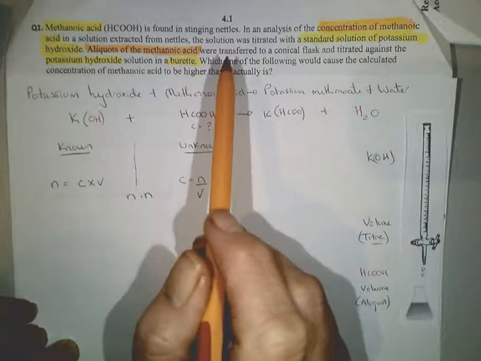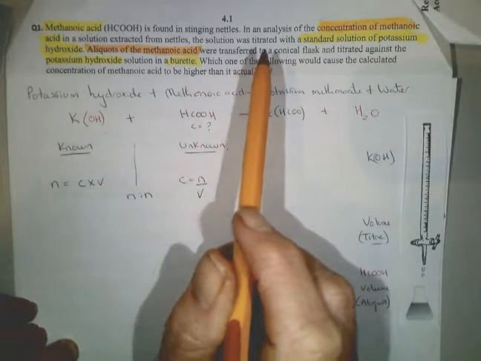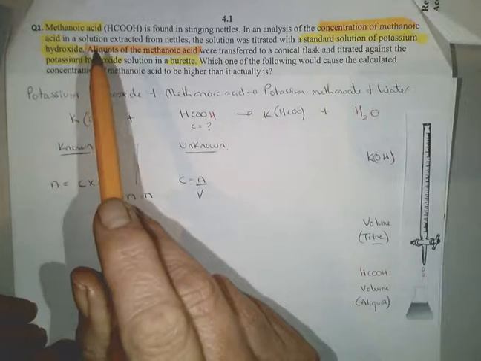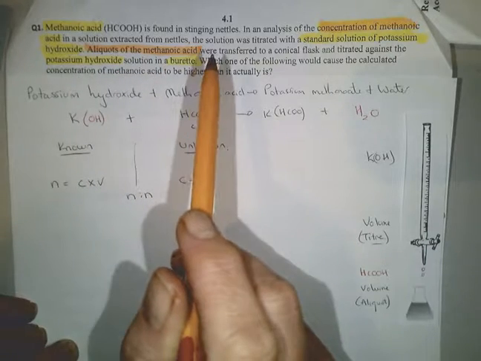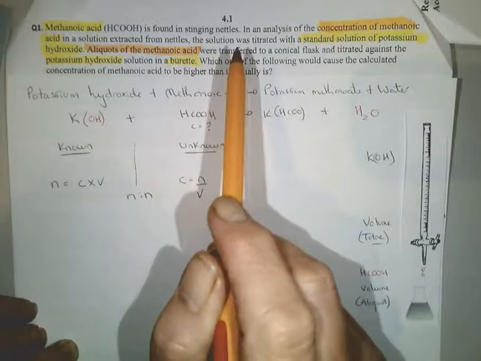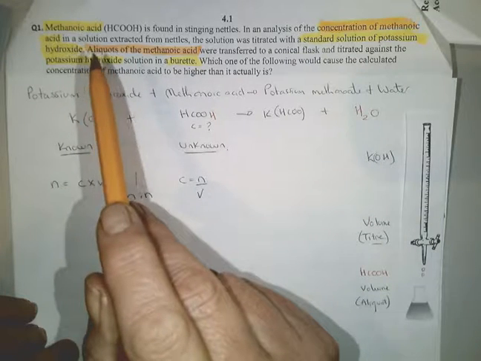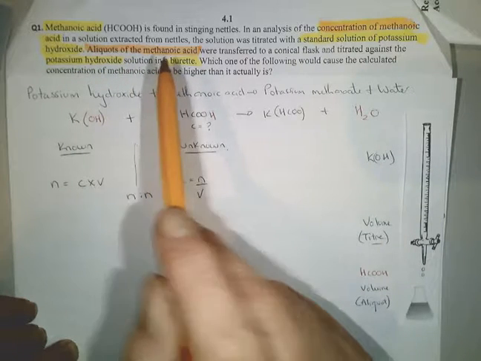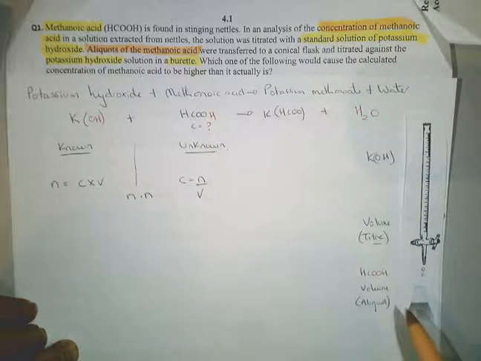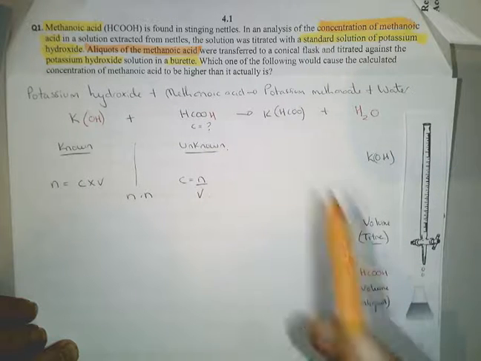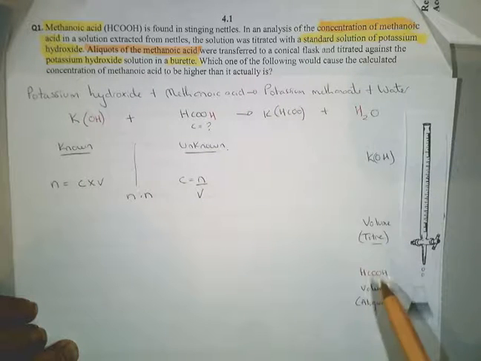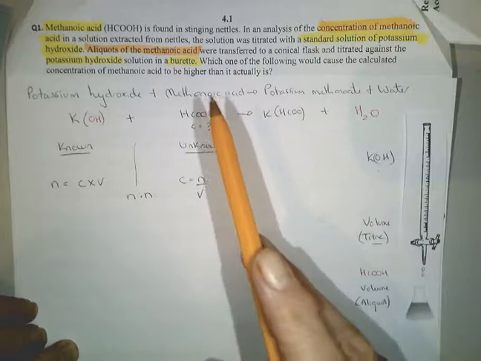Methanoic acid is found in stinging nettles. In an analysis of the concentration of methanoic acid, a solution is extracted from the nettles. The solution was titrated with a standard solution of potassium hydroxide. Aliquots of the methanoic acid, which is what we're trying to find out (meth with 1, carboxylic acid), were transferred to a conical flask and titrated against a potassium hydroxide solution.